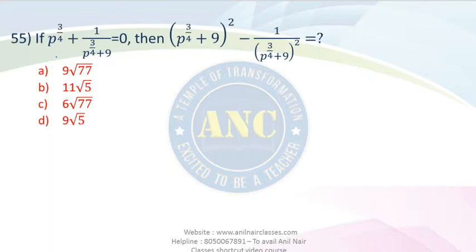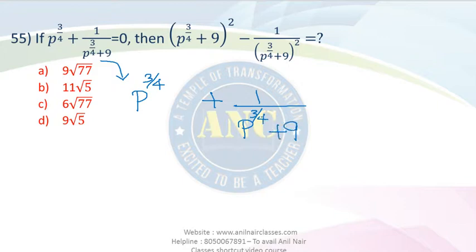Please see the next question. Question number 55. Let me write this equation. The question says p power 3 by 4 plus 1 divided by p power 3 by 4 plus 9 is equal to 0. Question says find the value of p power 3 by 4 plus 9 minus 1 divided by p power 3 by 4 plus 9 whole square. Here also it is square.